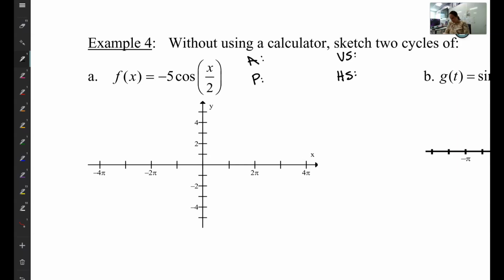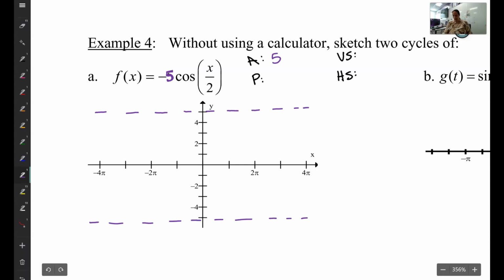Your amplitude is always the number out in front. So this one is 5. Your amplitude tells you how tall your graph is from the middle to the top or the middle to the bottom. So I can come in here and draw dotted lines at 5 and -5. So from the middle to the top and the middle to the bottom are both 5 wide.